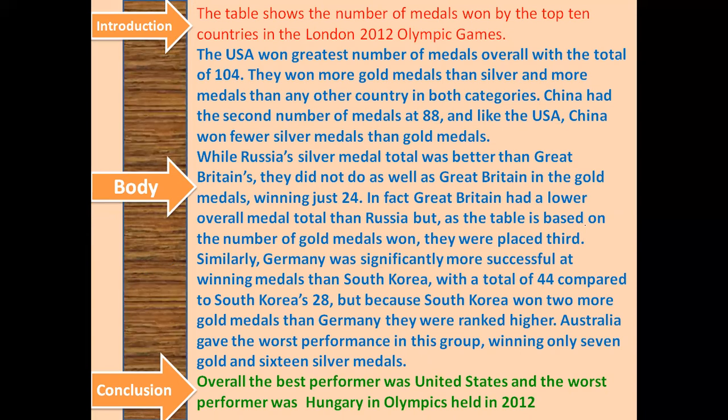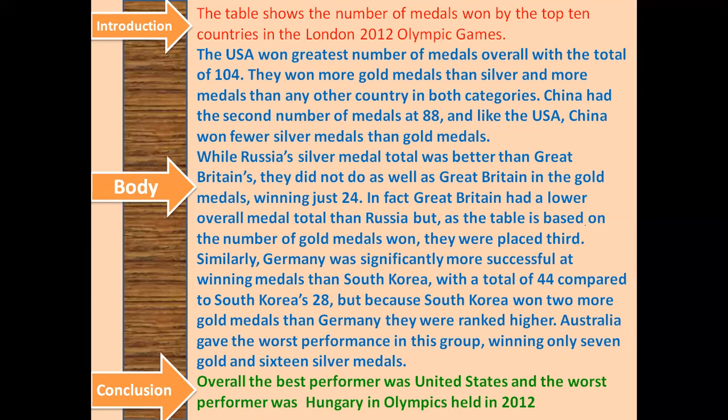China had the second place, as it has won 88 medals. And similar to the USA, we can say that China won fewer silver medals than gold medals. Now if we compare Russia with Britain, then what does this table say? While Russia's silver medal total was better than Great Britain's, they did not do as well as Great Britain in the gold medals, winning only 24. In fact, Great Britain had a lower overall medal total than Russia, but as the table is based on the number of gold medals won, they were placed third.